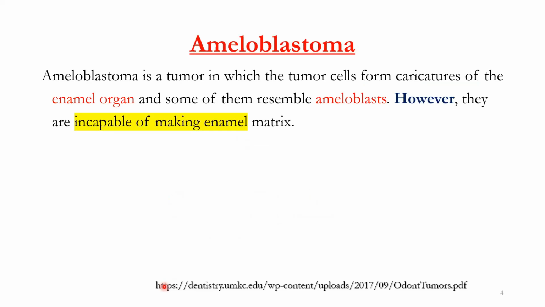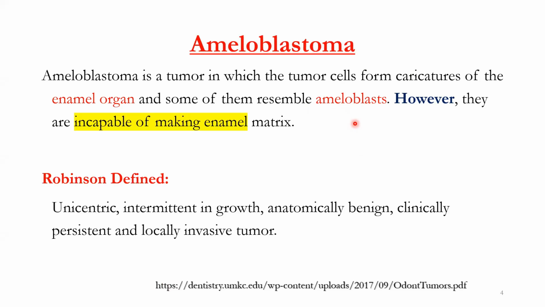Ameloblastoma is a tumor where the tumor cells form caricatures of the enamel organ, and some of them resemble ameloblasts. However, they're incapable of making enamel matrix. So that is why they're called ameloblast-like cells, and they're not actual ameloblasts, because if you remember from oral histology, ameloblasts are the cells which form enamel.